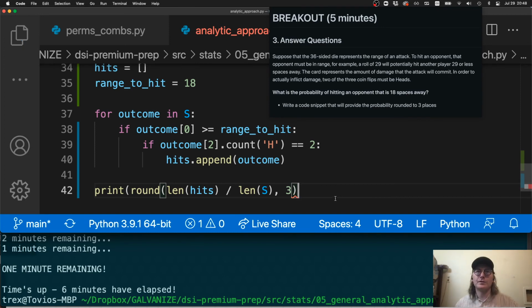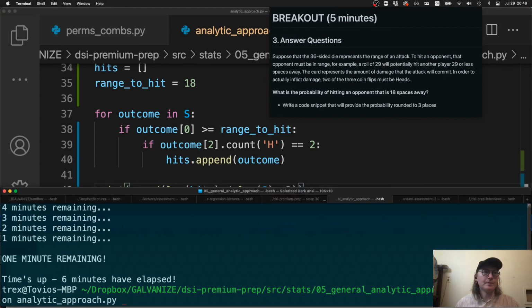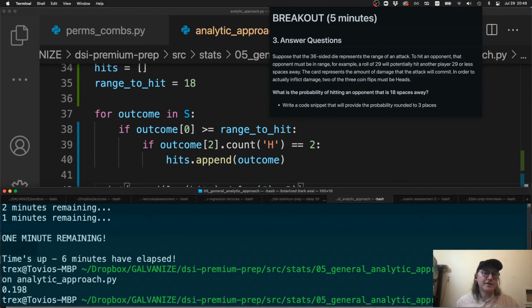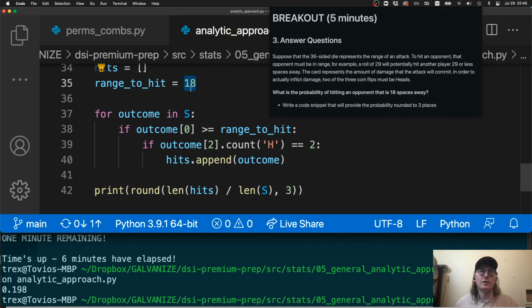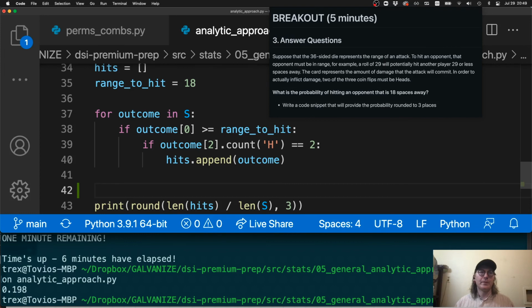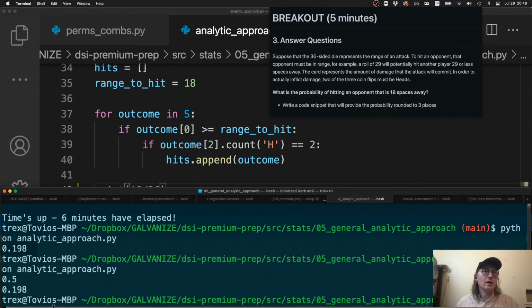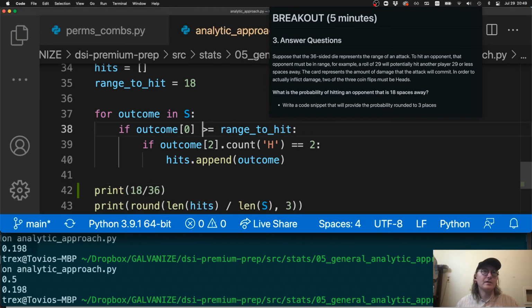So, oops. So let's see what that is. Looks like it's 0.198. So there's a fair chance of making a hit in this case. And if we want to think about that relationship, well, what is 18 divided by 36? First off, it's 0.5.